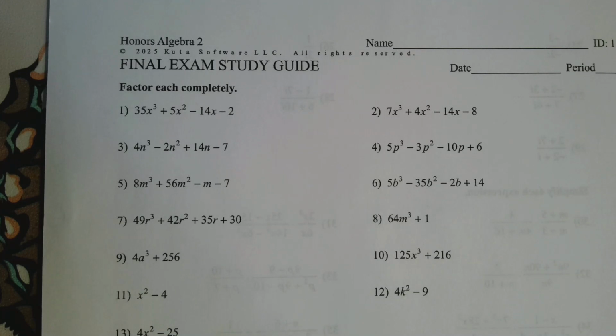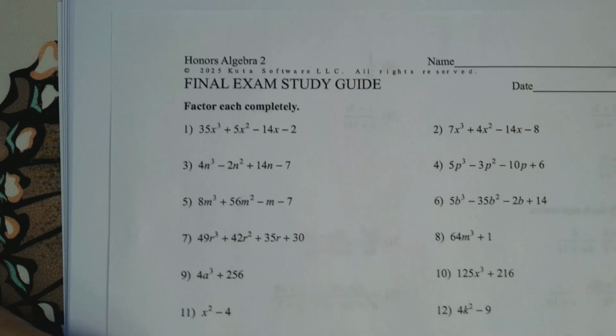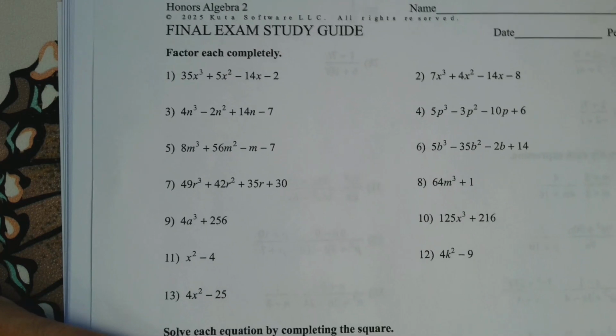I'm going to go through each of the questions on the study guide. Remember, the actual final exam will be just like it, except it is multiple choice. So that kind of makes it a little easier for you. There will be a total of 40 questions, just like on the study guide, and the types of problems will be the same. Okay? All right, so let's get started.